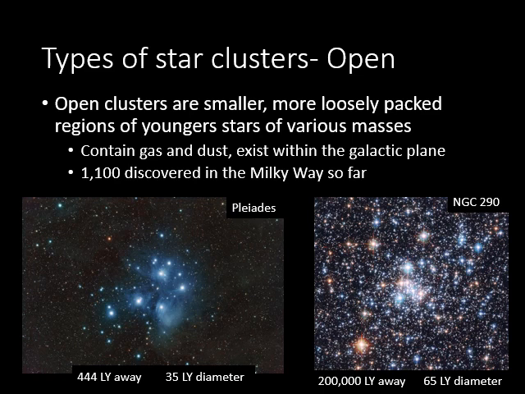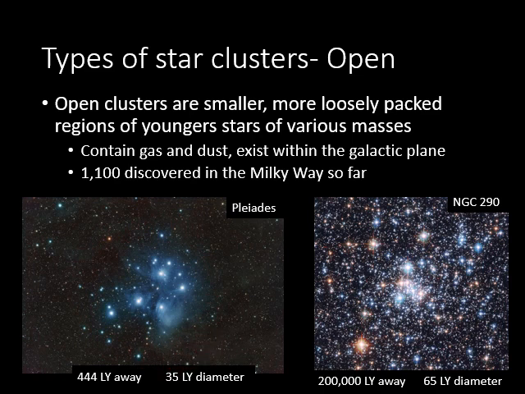If we take a look at a couple examples here, we have the Pleiades. The Pleiades is a very famous open star cluster. Easy to see with your eyes in the wintertime. It's part of the constellation of Taurus the Bull. It's only about 444 light years away, 35 light years in diameter, and it contains just a few hundred bright stars. So you can see all of these blue stars here. Those are part of the Pleiades open cluster.